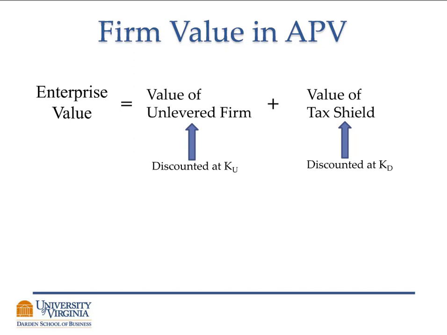So basically, in the APV world, the enterprise value of the firm is just the sum of the unlevered value plus the value of the tax shield generated by debt. But how we do it depends on whether it's a project, an LBO, or just valuing the firm.